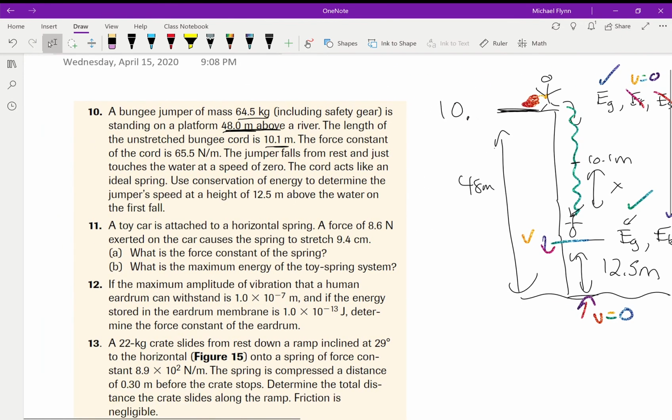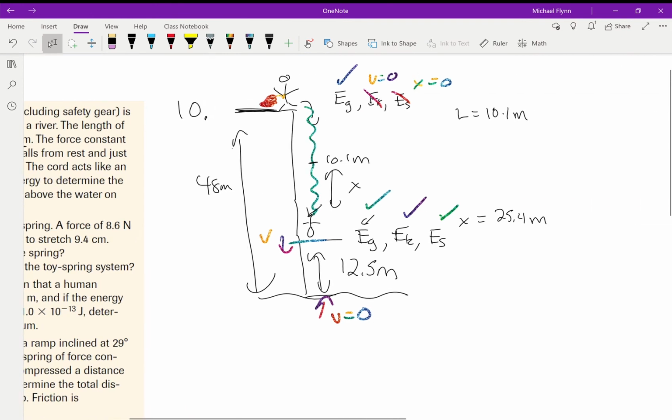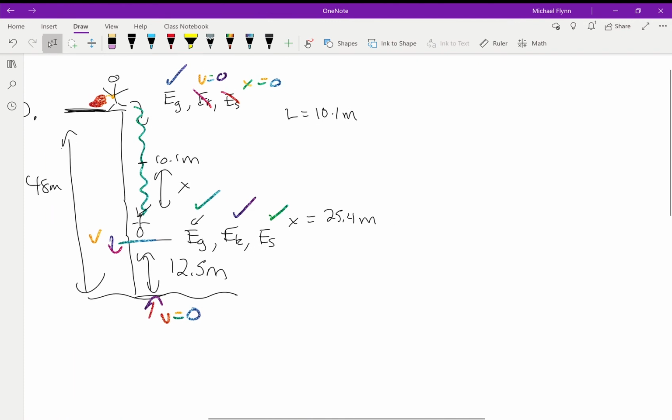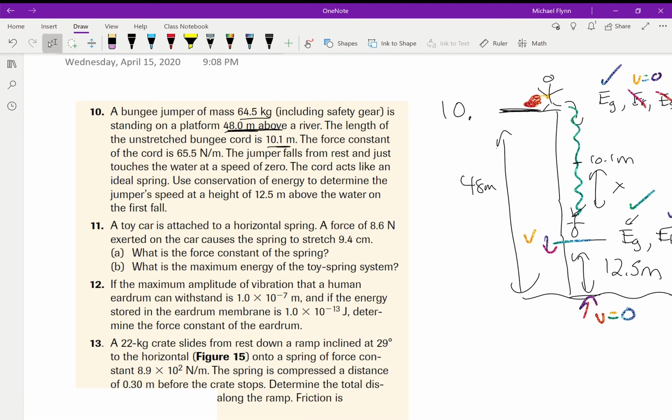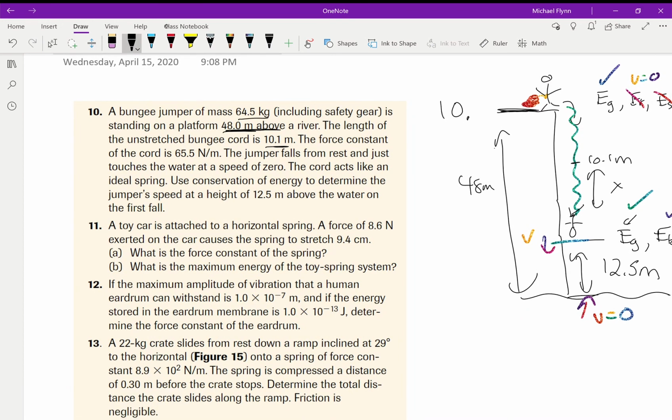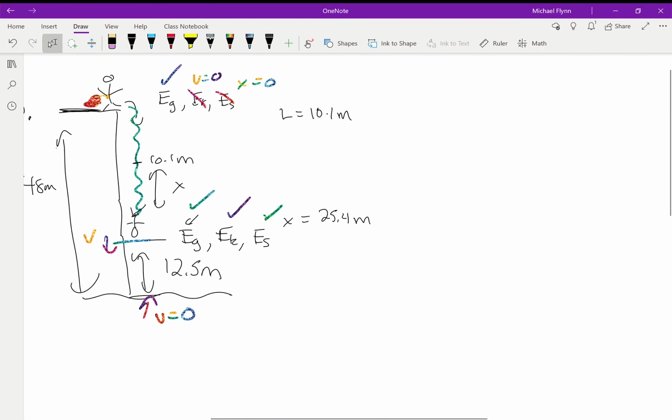What are they asking? All right, so we're going to need to figure out the k. Oh no, the k value is given. So we got the k value, we got the x value. That's okay. So anyway, let's just put it in and see what happens. They're asking us, I think, for the speed, right? What is the jumper's speed at a height of 12.5 meters? I'm just reading this the first time.